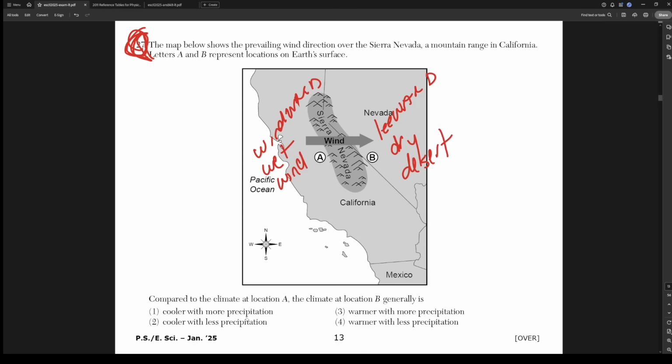So A is going to be wet; they're asking for B. Climate at B is warmer, with less precipitation. It's like the desert. So 4.